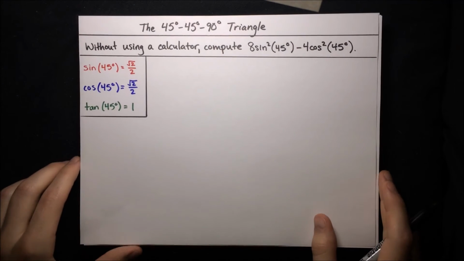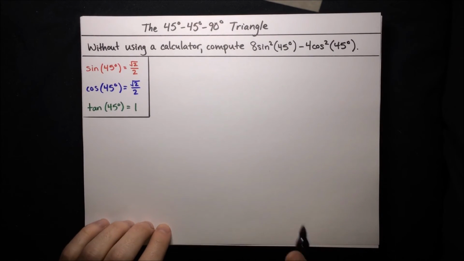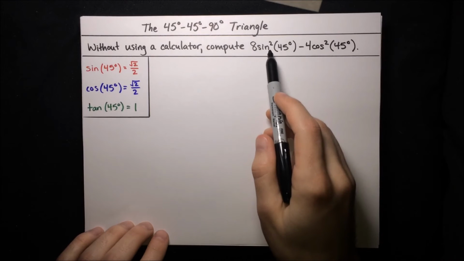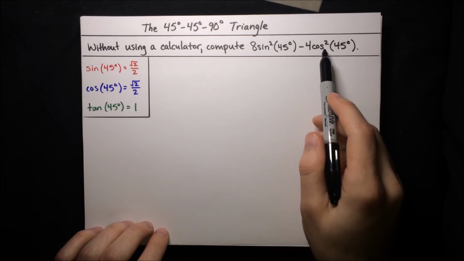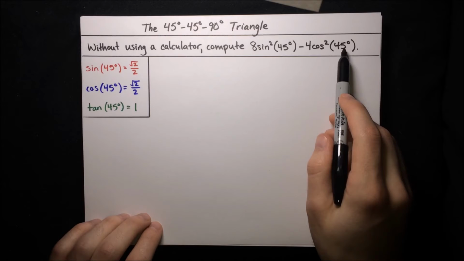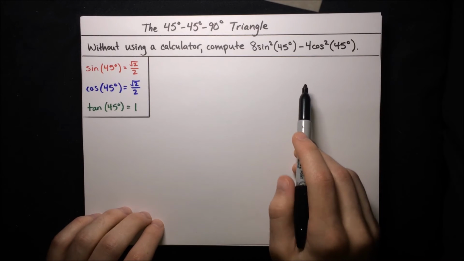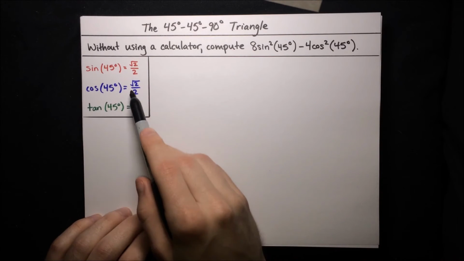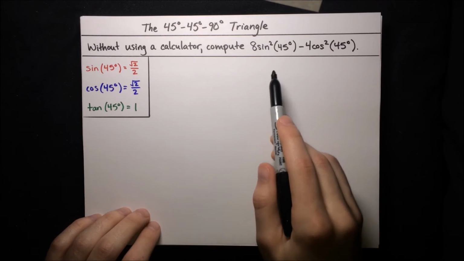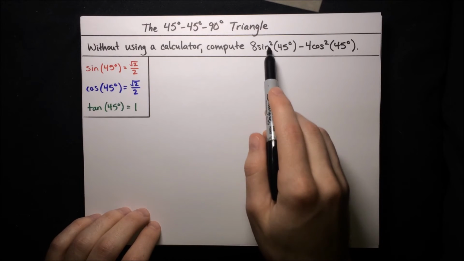All right, next example. Again, without using a calculator, compute 8 sine squared of 45 degrees minus 4 cos squared of 45 degrees. Okay, so this is kind of like before. We're going to end up just plugging in these trig ratios into the expression here. But let's first talk about what the squared means.